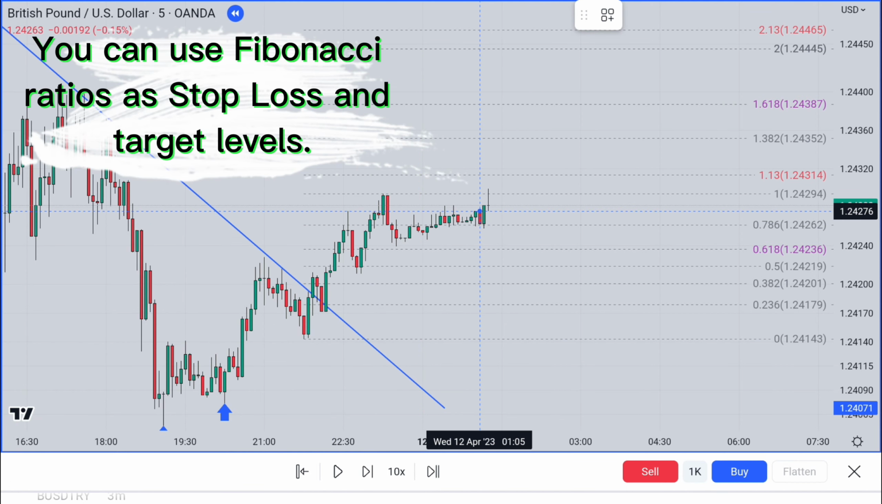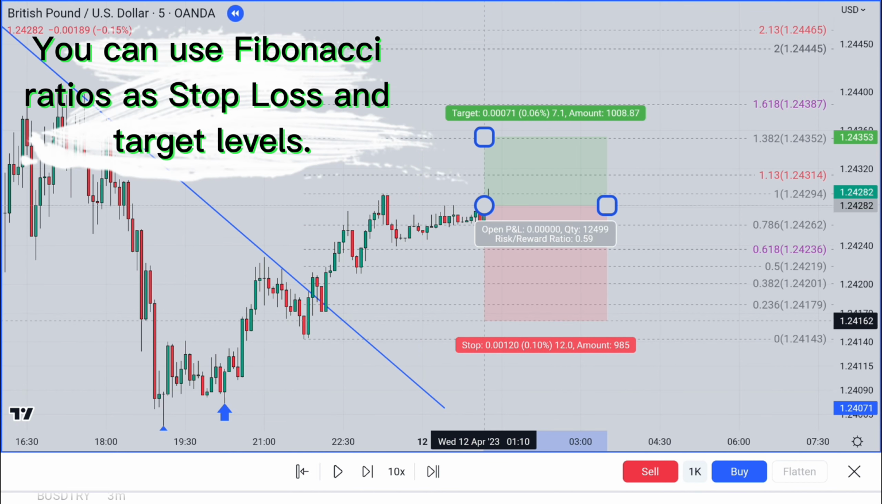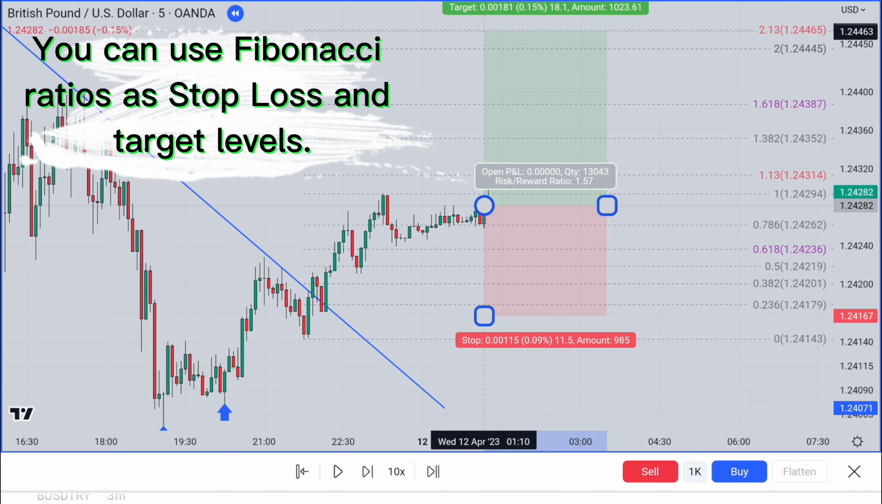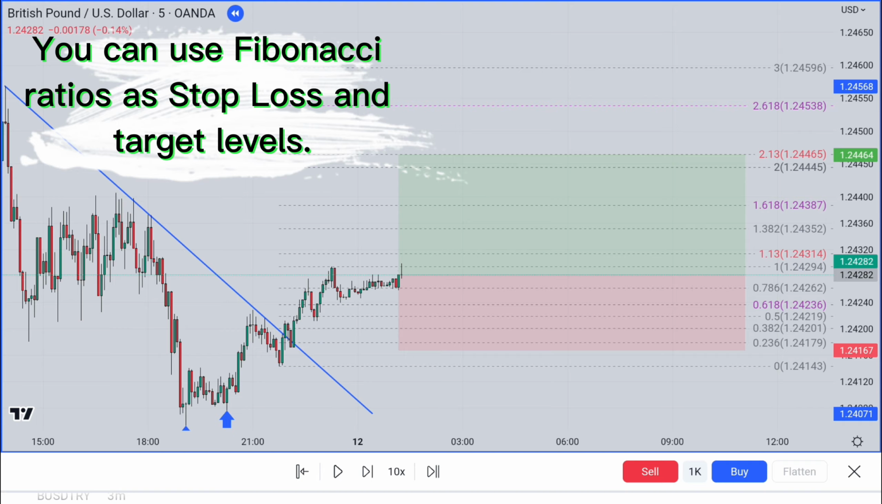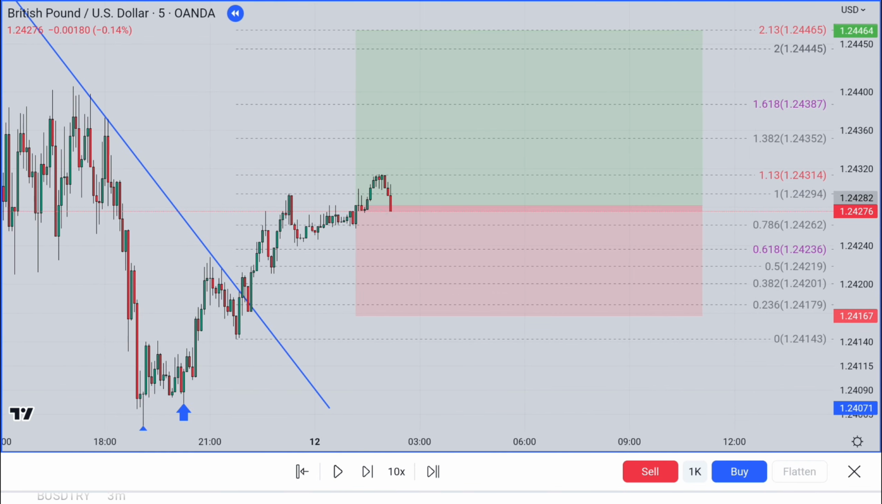As we mentioned in our previous videos, it is essential to have a risk-reward ratio of at least 1 to 1.5 or higher. You can use Fibonacci ratios as stop loss and target levels.